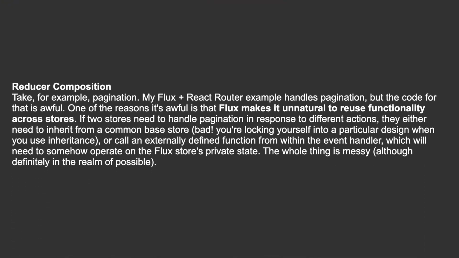Reducer composition. Take, for example, pagination. My Flux plus React Router example handles pagination, but the code for that is awful. One of the reasons it's awful is that Flux makes it unnatural to reuse functionality across stores. If two stores need to handle pagination in response to different actions, they either need to inherit from a common base store, bad, you're locking yourself into a particular design when you use inheritance, or call an externally defined function from within the event handler, which will need to somehow operate on the Flux store's private state. The whole thing is messy, although definitely in the realm of possible.